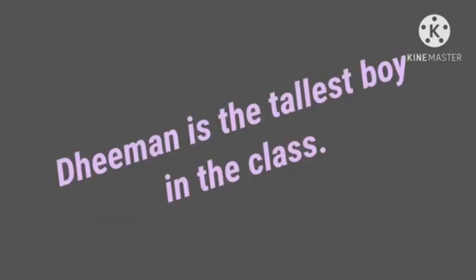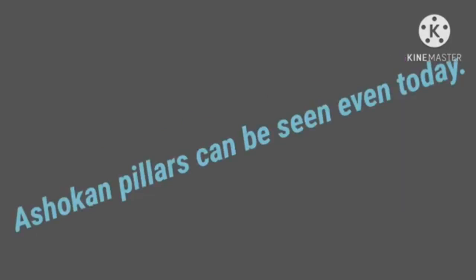Demon is the tallest boy in the class. Here, which is a describing word? Tallest. That is the superlative form of describing words. So underline the word tallest. Next, Ashokan pillars can be seen even today. So here, which is the describing word? Ashokan, that is a proper adjective. So underline the word Ashokan.